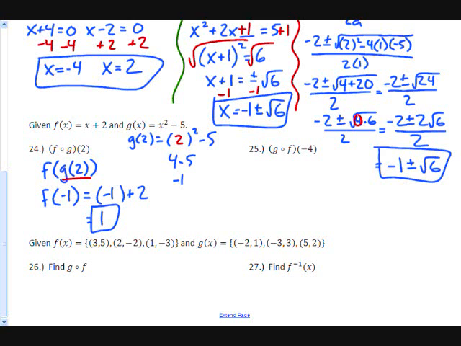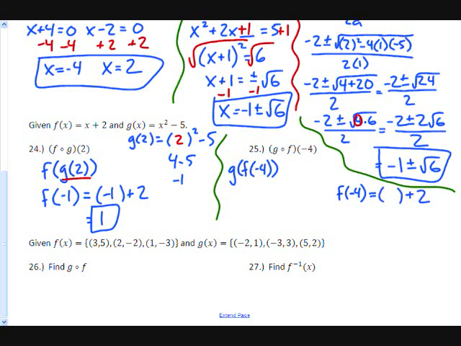I do something very similar with the next one, except this time I'm doing g of f of x. So I'm doing g of f of negative 4 this time. And once again, if I take this off to the side, give myself some space, f of negative 4, well, f of x is x plus 2, but instead of an x, I'm going to plug in a negative 4. So it's negative 4 plus 2, which is a negative 2. So really, this equals a negative 2.